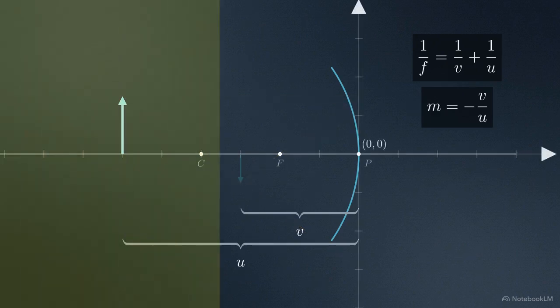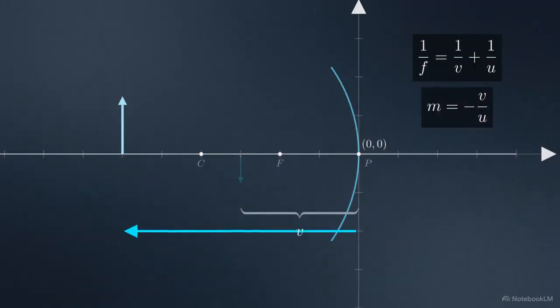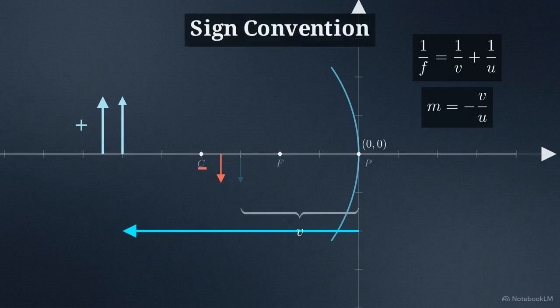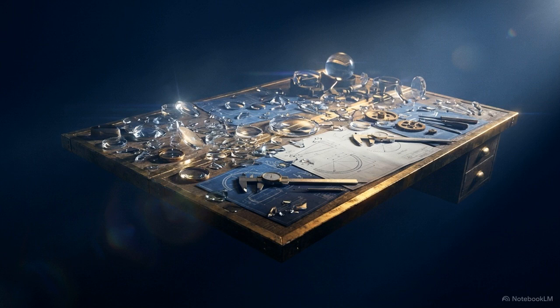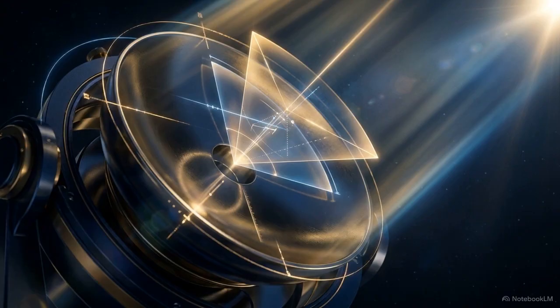To make the math work, we use a sign convention. Any distance measured against the direction of the incoming light is recorded as a negative number. This acts as the grammar that keeps the algebra consistent. Formulating these rules meant humans no longer had to rely on trial and error to shape glass. We could calculate exactly how to move light before the mirror was even built.